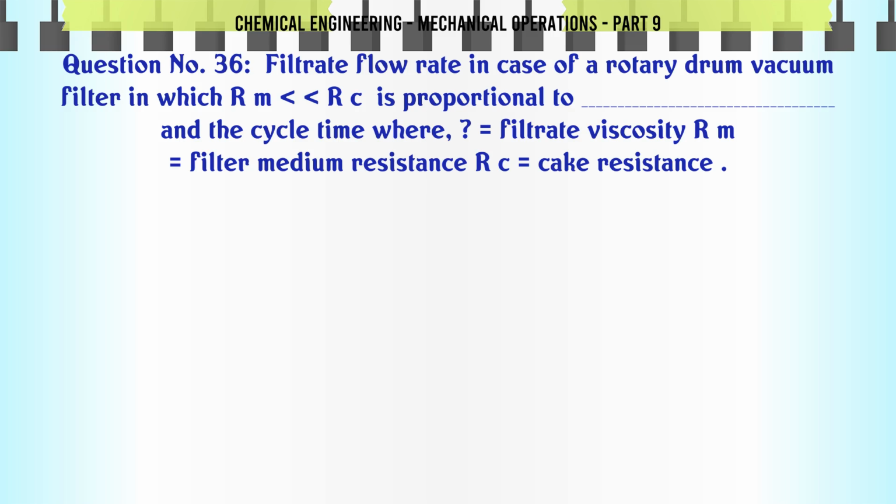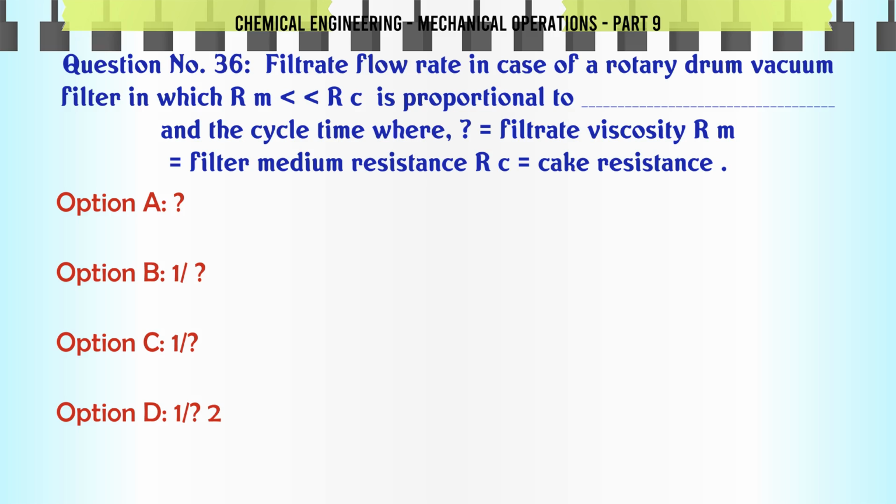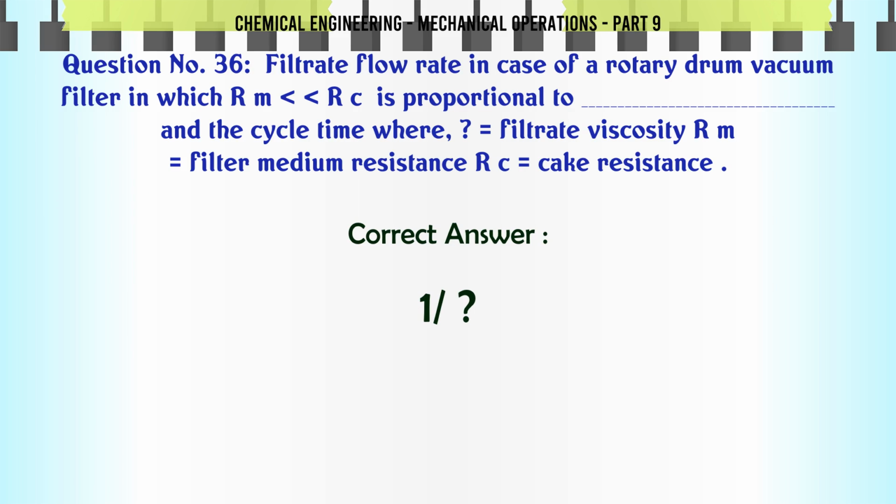Filtrate flow rate in case of a rotary drum vacuum filter, in which RM and RC are proportional to μ and the cycle time, where μ is filtrate viscosity, RM is filter medium resistance, RC is cake resistance, is proportional to A. 1, B. 1/2, C. 1, D. 1/2. The correct answer is 1.